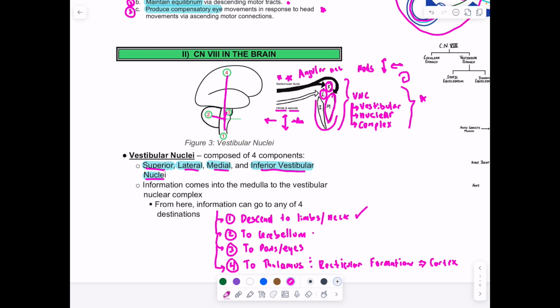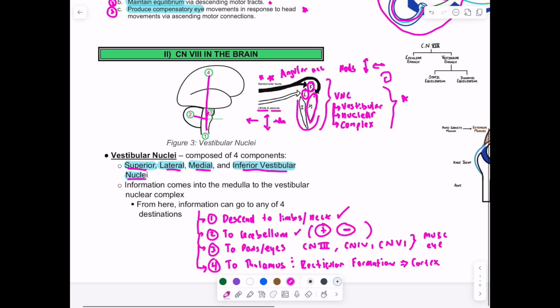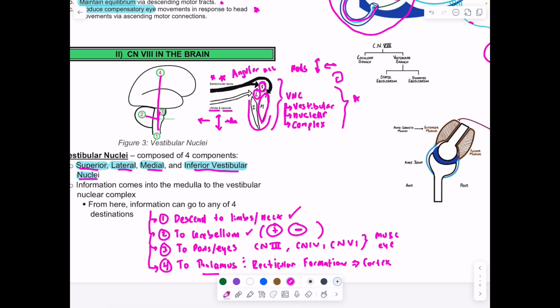Go to the cerebellum. The cerebellum is going to give us some inhibitory or stimulatory signals saying, hey, you should contract harder. No, you shouldn't contract as much. To the pons/eyes, we want to get to cranial nerve 3 to control eye movement, cranial nerve 4, and cranial nerve 6, right? These guys are all associated with the muscles around the eye. Okay, and then the final place is to go to the thalamus, and then the reticular formation, and ultimately to the somatosensory cortex.